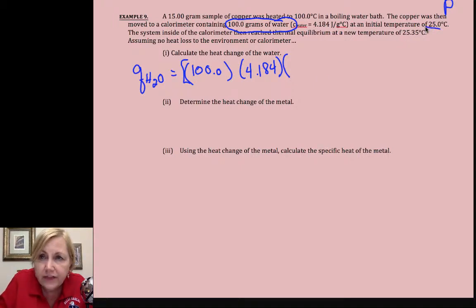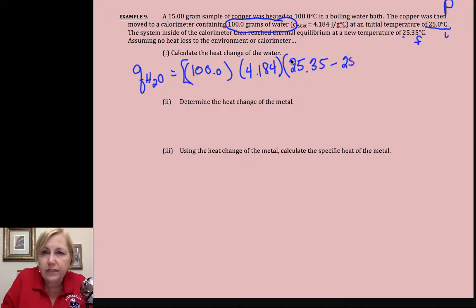So my water in the cup starts at roughly room or ambient temperature. Yours in the lab may end up being closer to 22, but that's considered room temperature. So ambient means room temperature. Standard ambient temperature and pressure is 25 degrees Celsius. So we start at 25. That's our initial for our water. And then we're going to end at 25.35. So we have 25.35 minus 25 degrees Celsius.